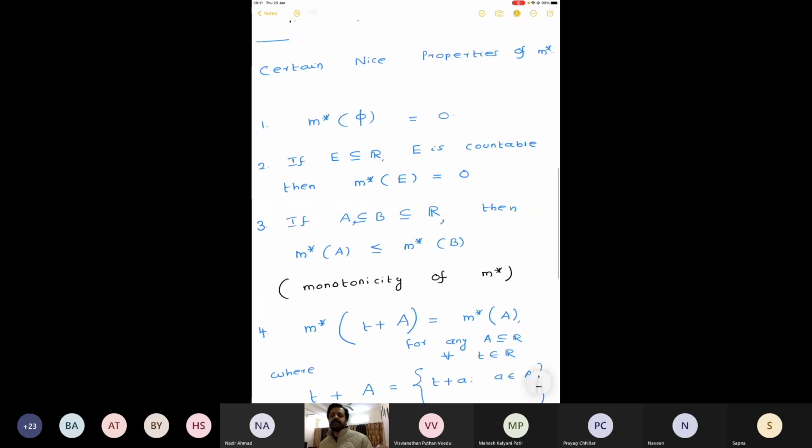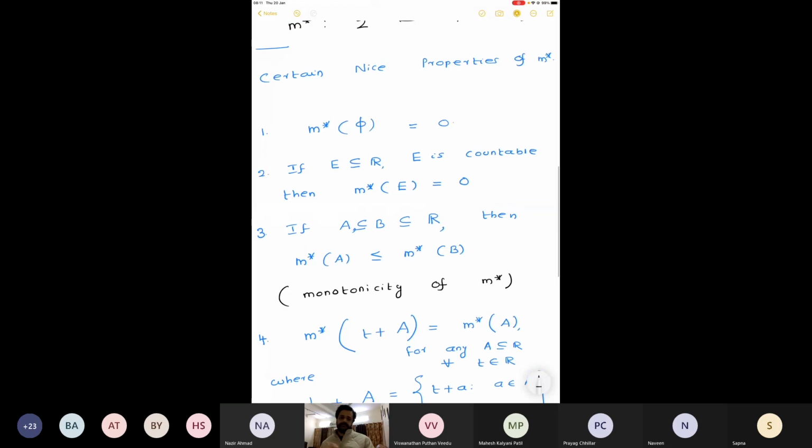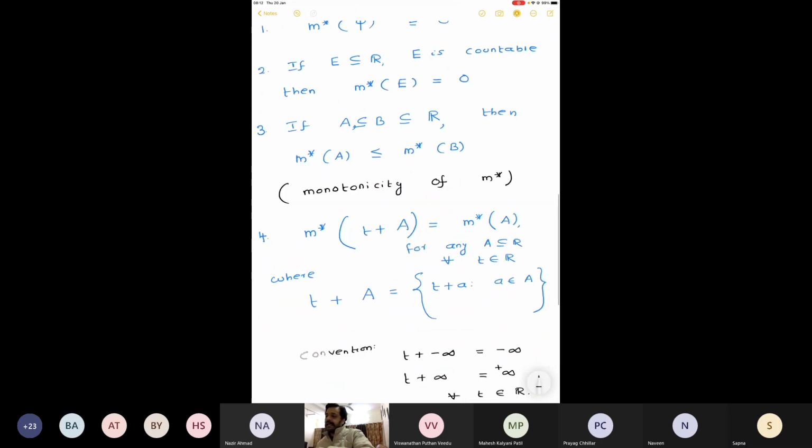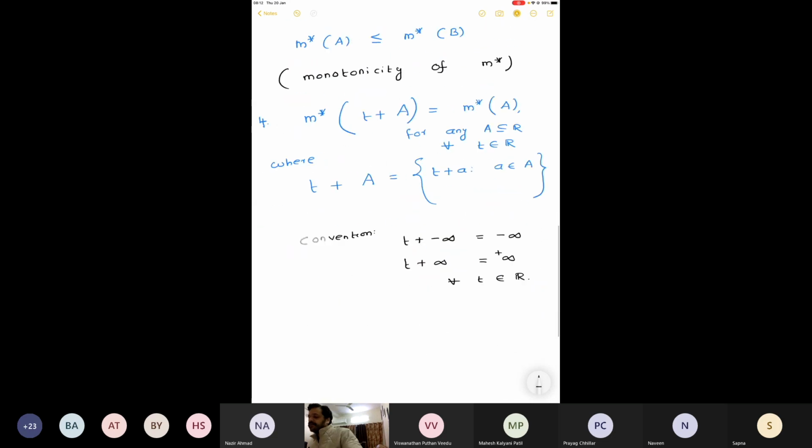So these are some nice properties of M star that we collected in the last lecture. So we shall go ahead with some more nice properties of M star. So far, so good? Yes or no? Yes, sir. These are the nice properties that we expect any concept of measure, which is a generalization of length, should have. Now let us continue.